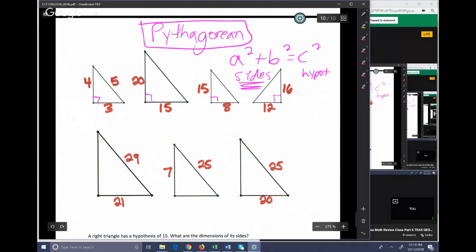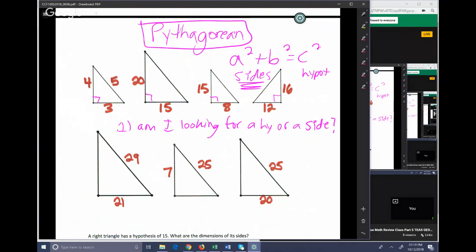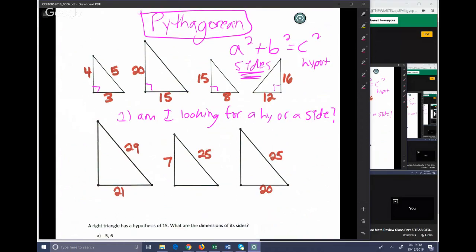So you always want to identify, step one here, am I looking for a hypotenuse or a side? That way you can ensure that you're paying close attention to where you're putting your variable to set up your equation. So am I looking for a side or am I looking for a hypotenuse? When everything is put together, it has to make a true statement. One of the most common questions is one that doesn't give you a picture of a triangle. It says a certain hypotenuse is this.